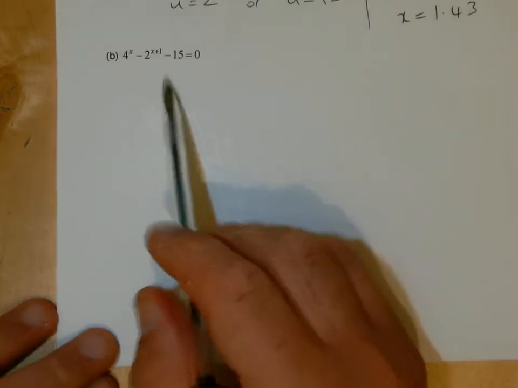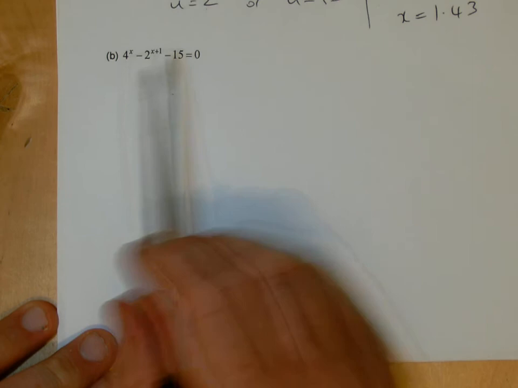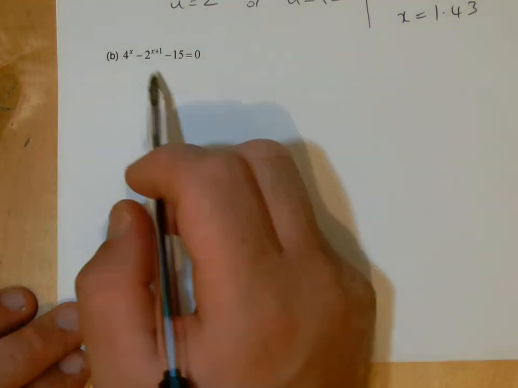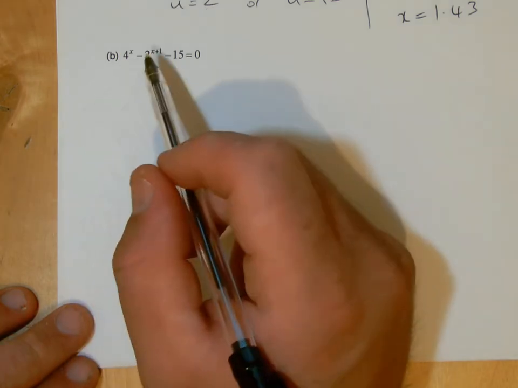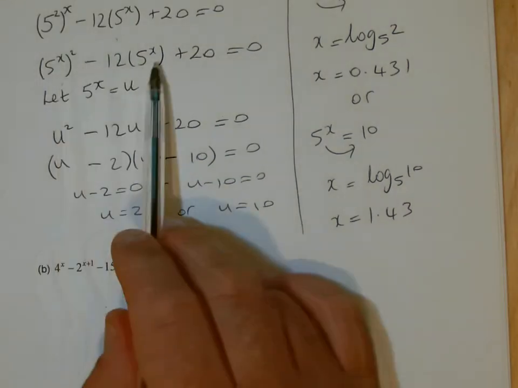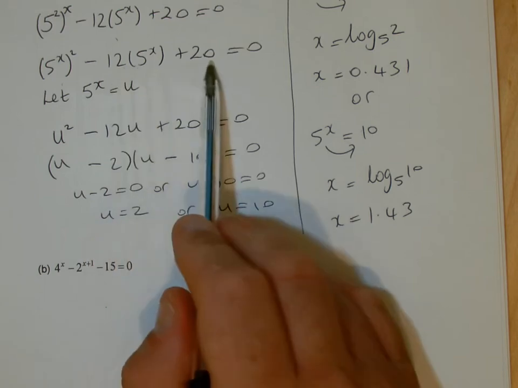Okay, B is similar to A. A little bit more work we need to do though, but you should see that there are 3 terms here. And we need to sort of get it so that it's similar to the last one. If you remember the last one, we had 5 to the power x, and then it was squared, and then you had 5 to the power x and times by minus 12 plus 20.